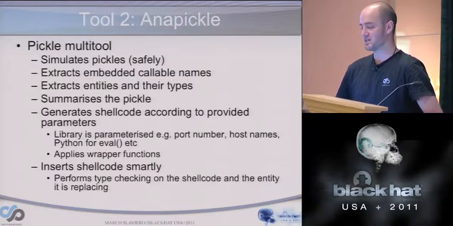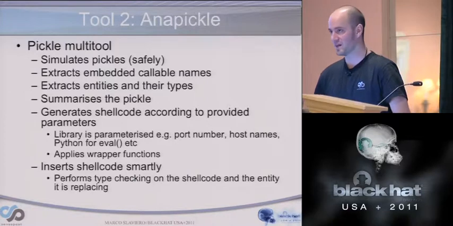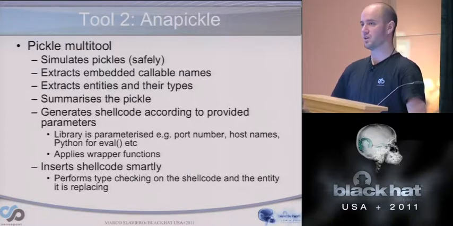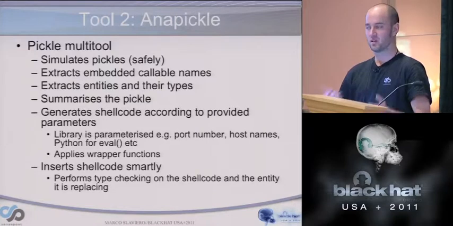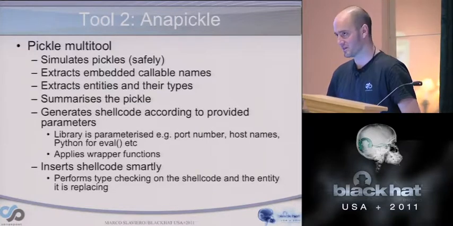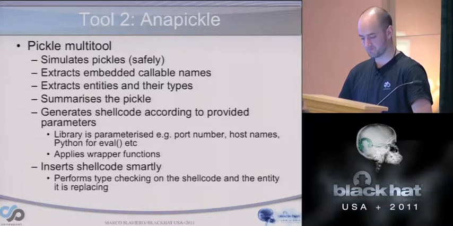You get to extract the entities that are in there, and you get to overwrite entities in a way that is type safe. So Pickle will go to some length to make sure that all the types are the same. If you try to overwrite entities where it doesn't think you should, it will complain about it. So it tries to apply a little bit of intelligence in that process.